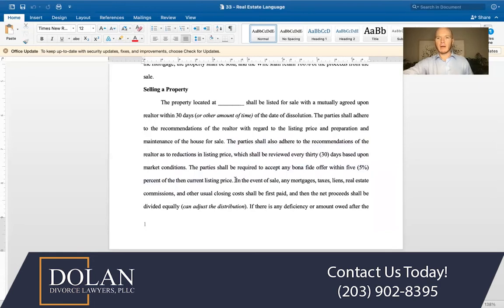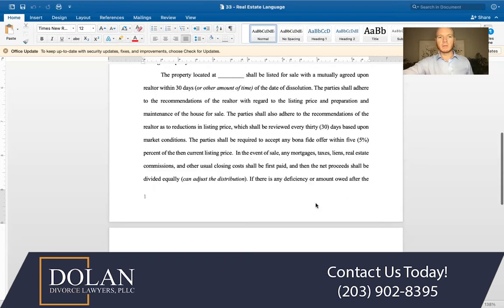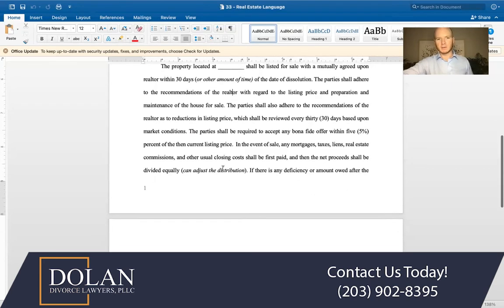Then you need to deal with how the sale proceeds are going to be distributed. So in the event of sale, any mortgages, taxes, liens, real estate commissions, and other usual closing costs shall be paid first. And then the net proceeds shall be divided equally. Obviously, you can adjust that, it could be 60-40, it can be whatever percentages you want.